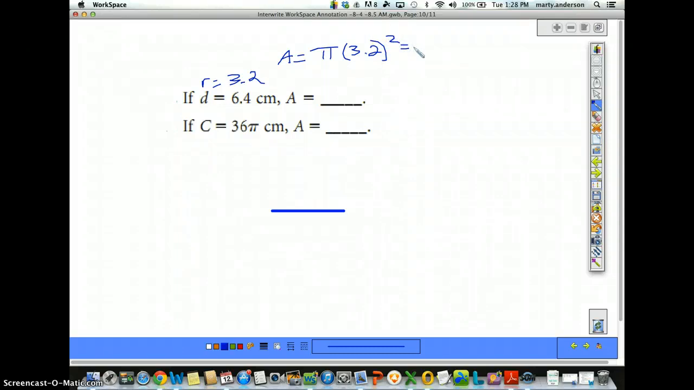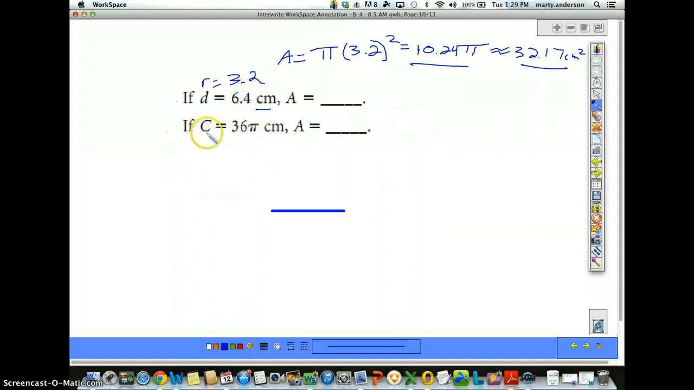Now, sometimes they ask us for our answer in terms of pi. In terms of pi, this would be 10.24 pi. If they want you to actually multiply it out, this becomes an approximation of 32.17. Looks like these were centimeters, so these would have to be centimeters squared. So please make note, are they asking for it in terms of pi, or are they asking for an approximated value where pi is multiplied in?